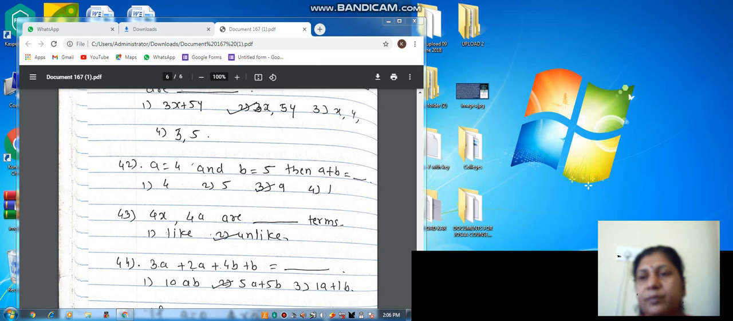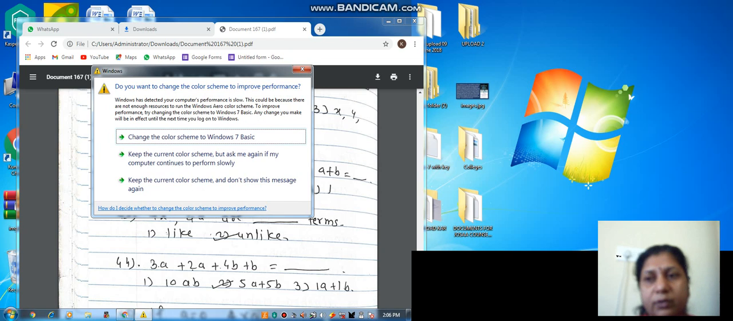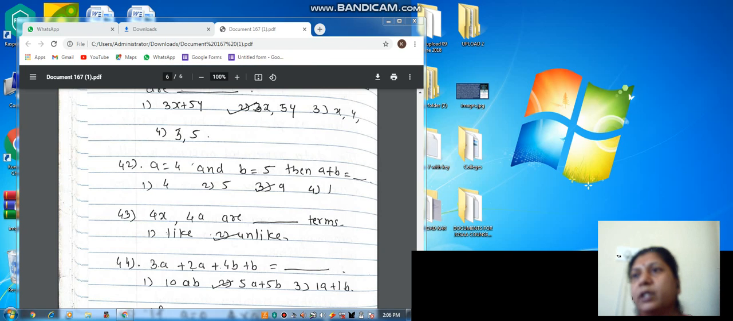Okay, 3a plus 2a plus 4a plus b. Now see here, take the like terms together. Actually, already we have given here the like terms closely. 3a, 2a are given together and 4b plus b are given together, so we have to add only like terms. 3a plus 2a, what do we get here? 5a. 4b plus b. Now here, for only b, we have to write 1b. 4 plus 1, we get 5b. Okay, so 5a plus 5b will be the answer.